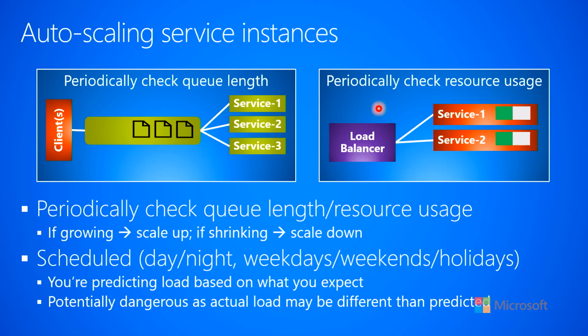Another way to do this is not with queues, but to periodically check some kind of resource usage. Here I have a load balancer, and it is pushing client requests into service 1 or service 2. But each of these services has some kind of resource that's being monitored. Typically, this is something like memory consumption or CPU utilization or perhaps bandwidth utilization, or maybe it's hard disk space. Those are the kinds of resources that you would monitor on these machines.